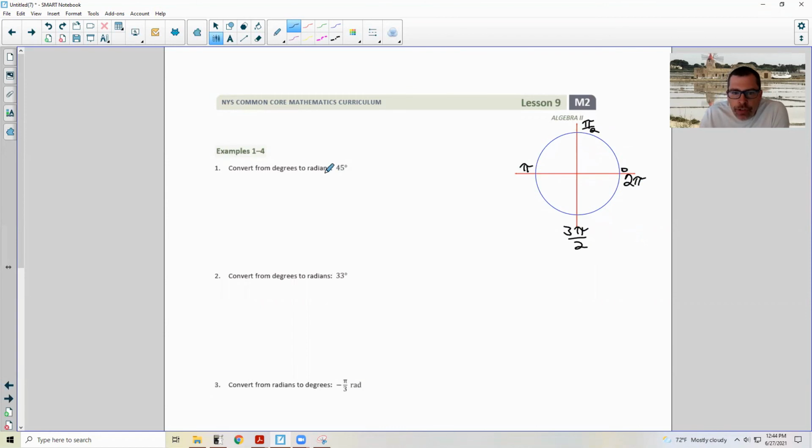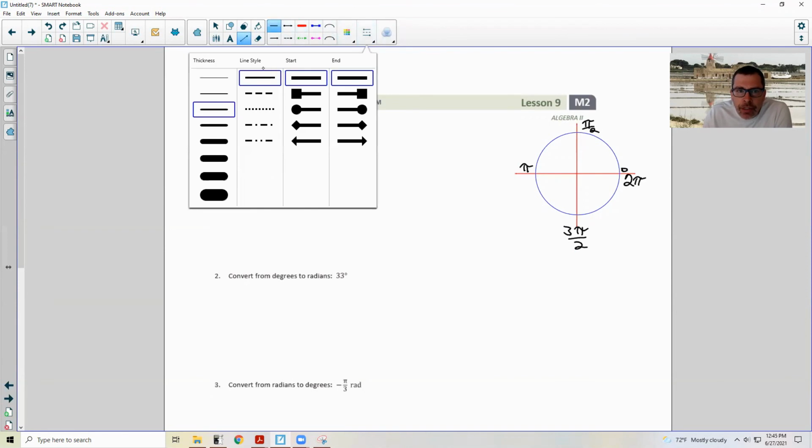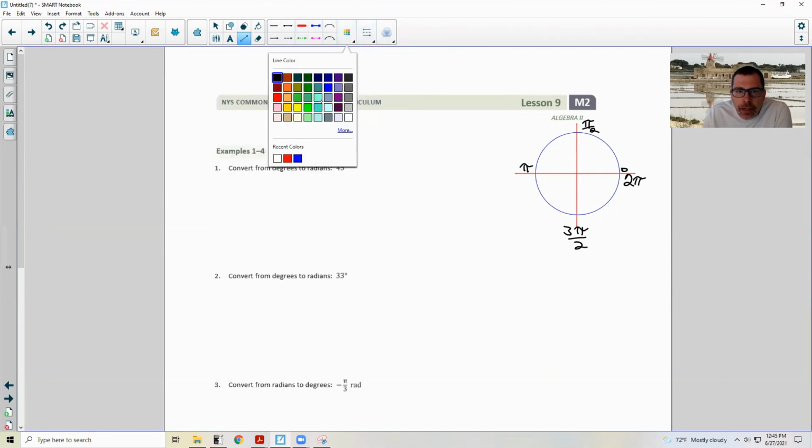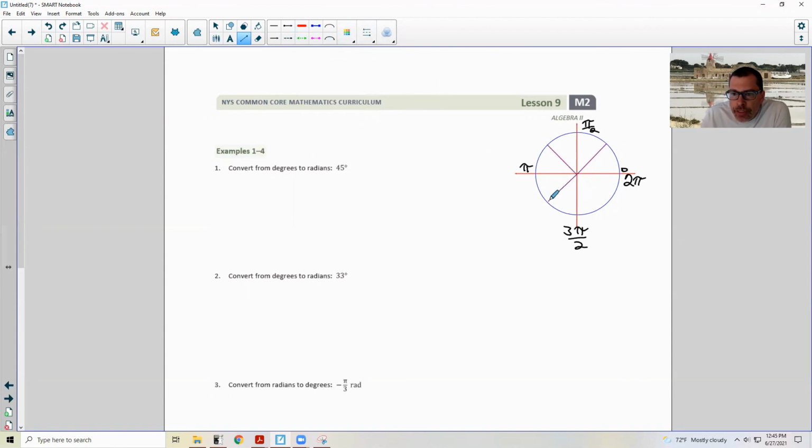And so converting from 45 degrees, I'm just going to do this for the first example. Let's make that line purple. So 45 degrees is right about there. If I broke this up, halfway between the two 90s, now I've just made 8 equal sectors. So this is 45 degrees. Well, how much of a circle is that?